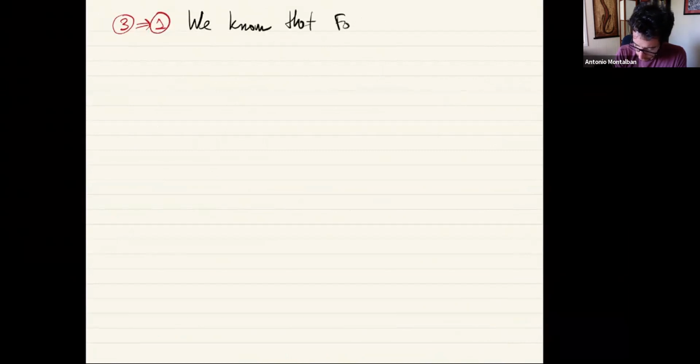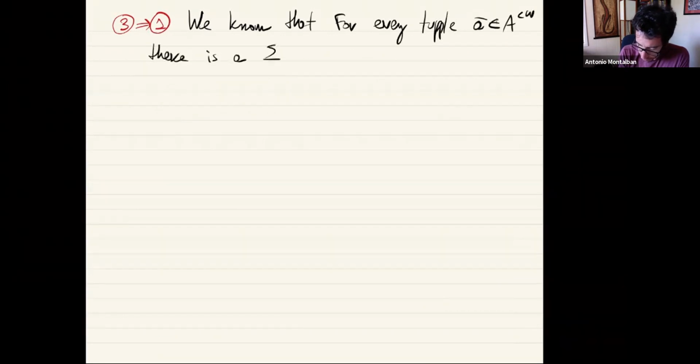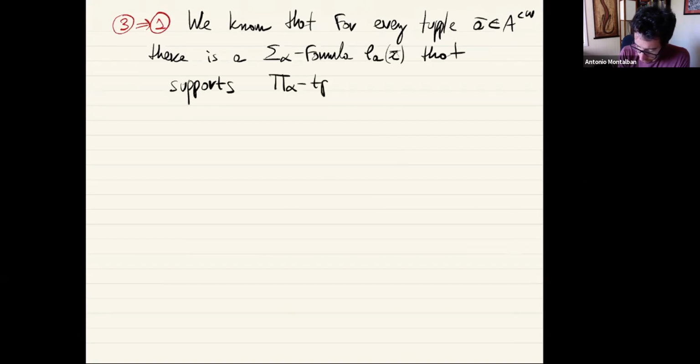So we know that for every tuple a bar in A to the less than omega, there is a sigma alpha formula, let's call it phi sub A, that supports the pi alpha type of A in A. So it's a single sigma alpha formula that implies all pi alpha formulas true about A. That's because of 3.